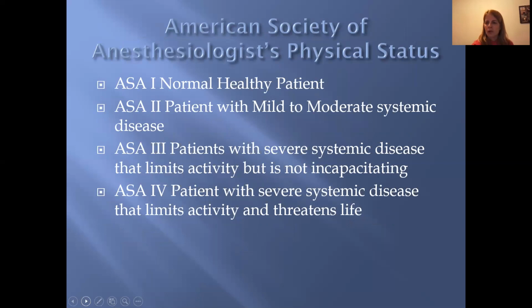ASA 1, normal healthy patient. ASA 2, patient with mild to moderate systemic disease. ASA 3 is a patient with severe systemic disease that limits activity but is not incapacitating. We may have to do medical consults on the patients in ASA 3 category. Typically, we see most of our patients in ASA 1 or 2 category.